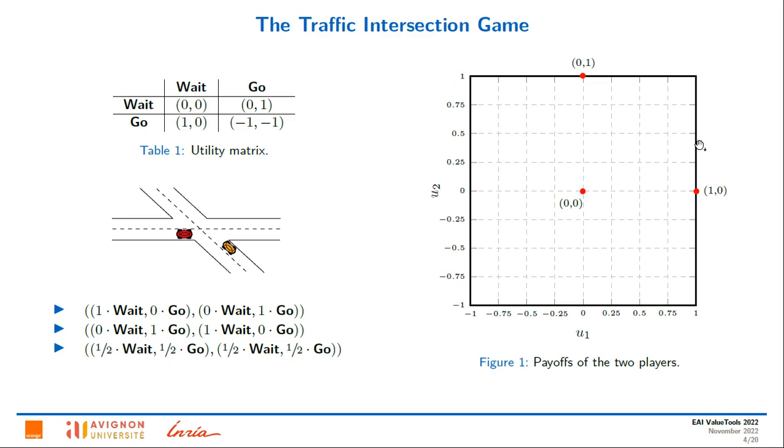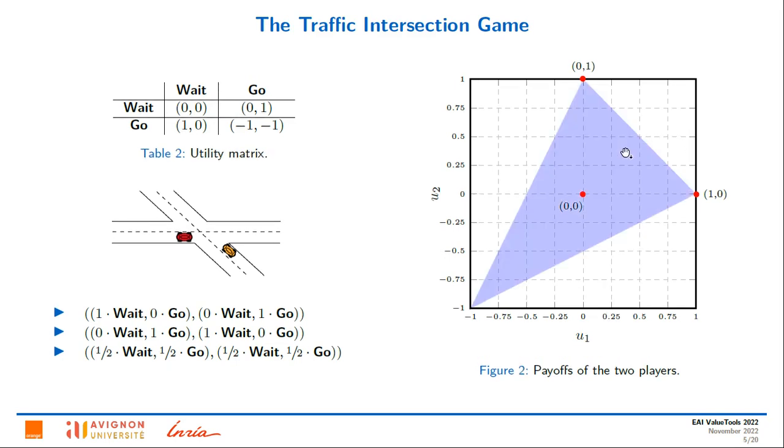Now, if we look at the achievable payoffs in this game, they are represented in the blue area, and these points are obtained with all the possible distributions over action profiles.